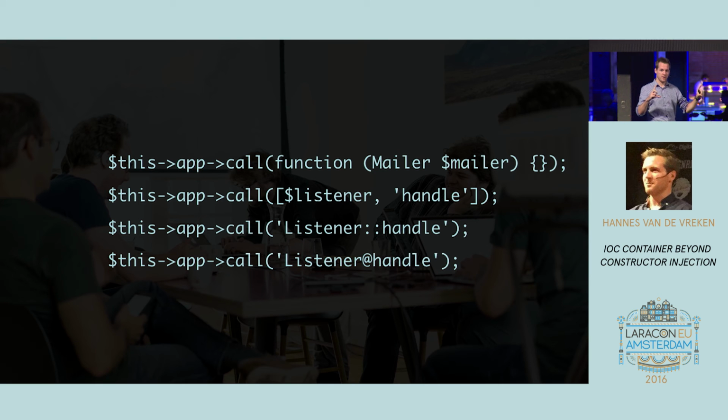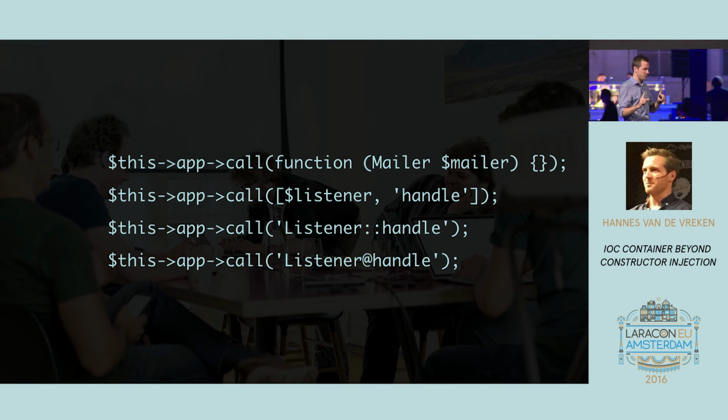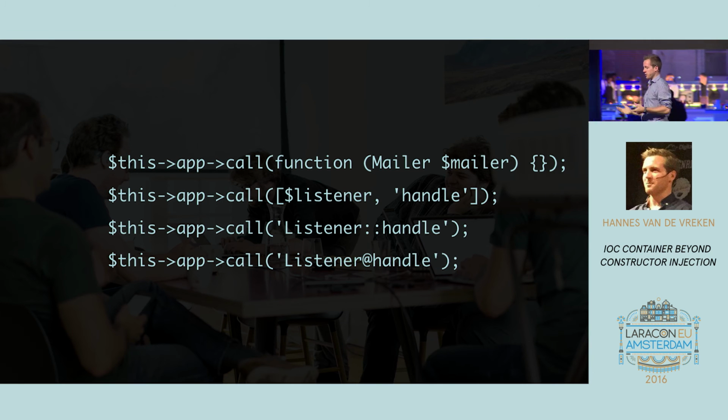The third one is Listener::handle. The handle is a static method on the Listener class. That is also a callable in PHP. It's native PHP. The third one is not native PHP, but it's Laravel notation. We see this notation in the routes file. If you do PhotosController@index or something, it means that it will new up a listener first and then call the handle method.